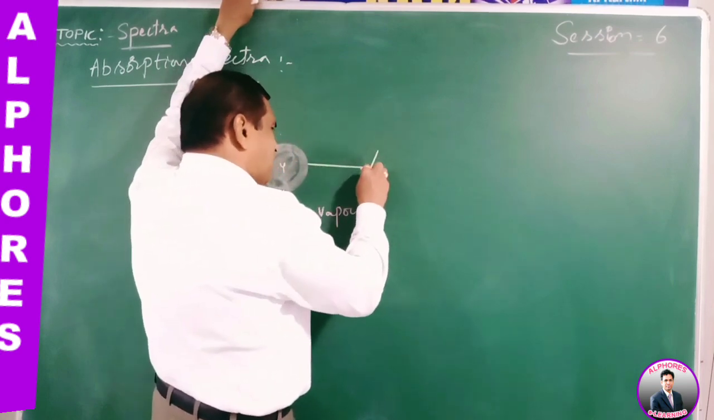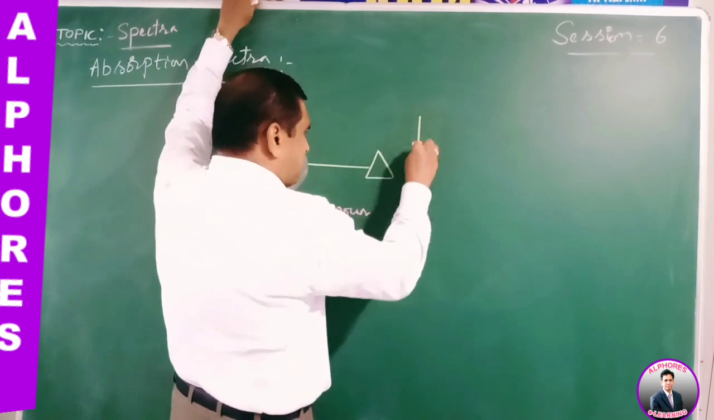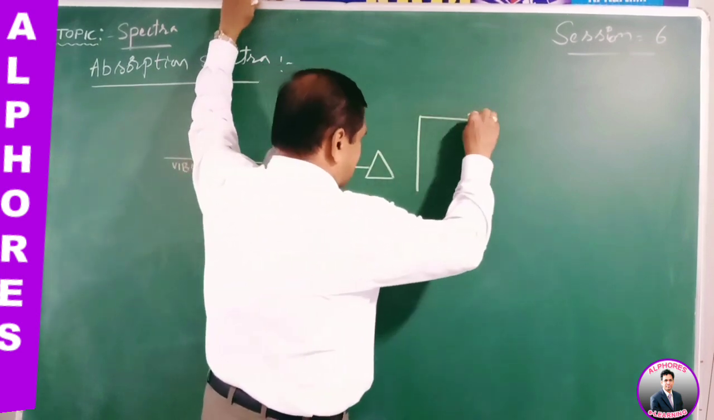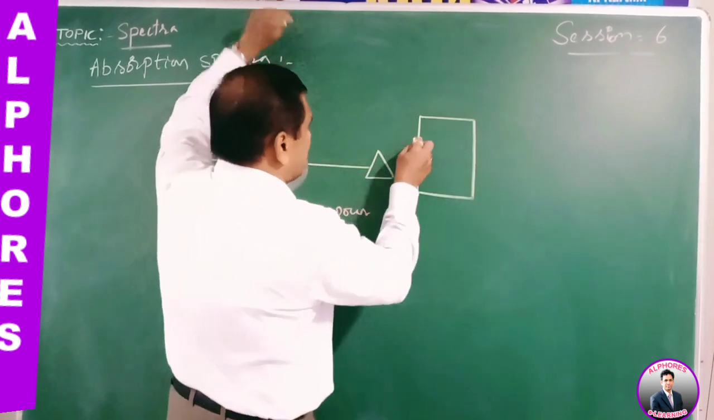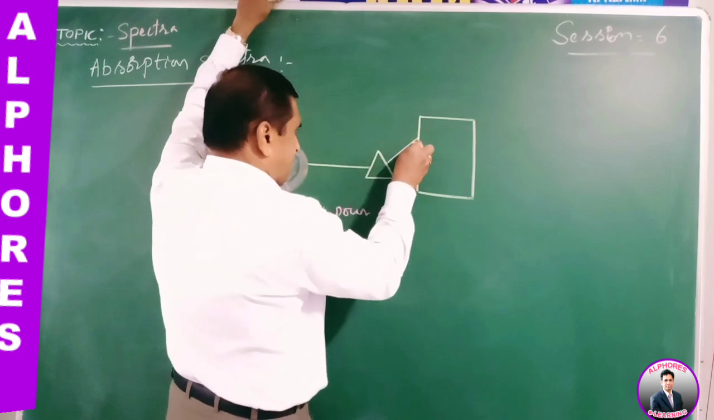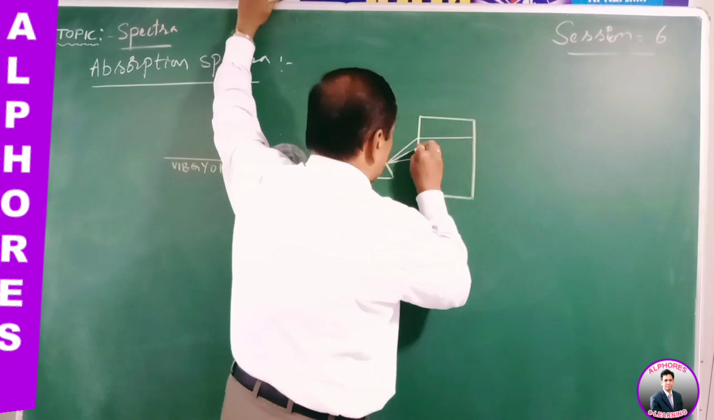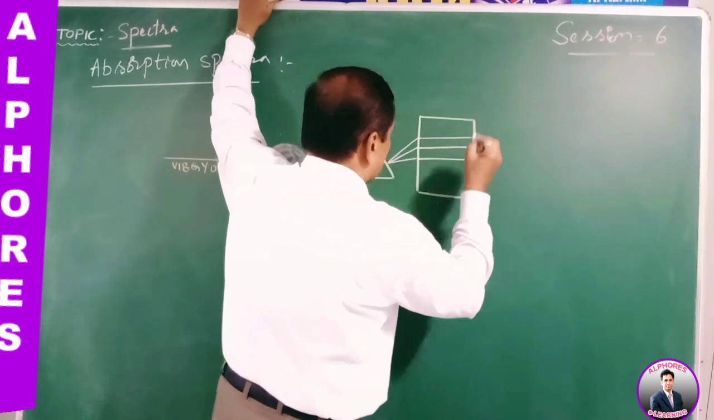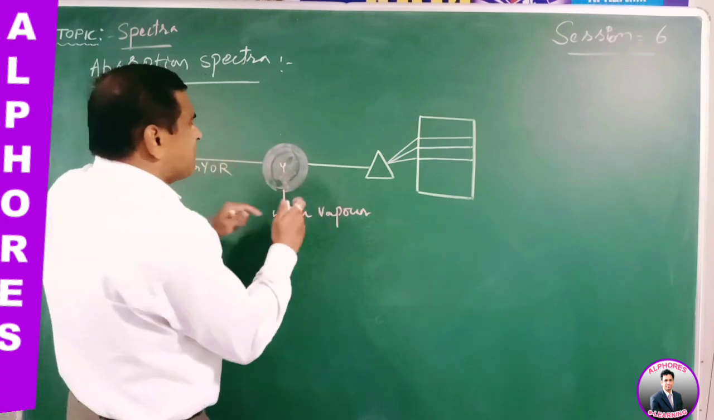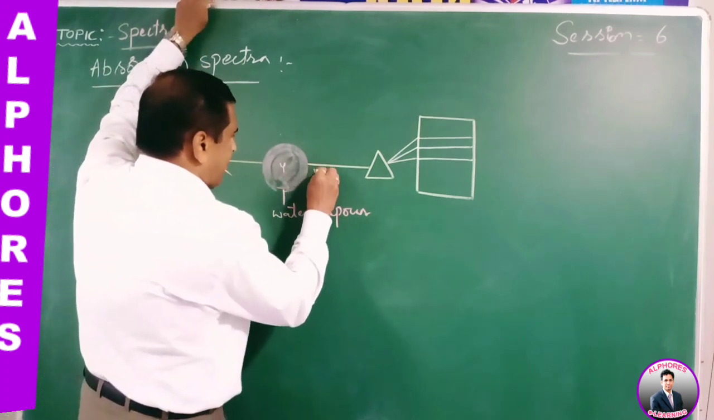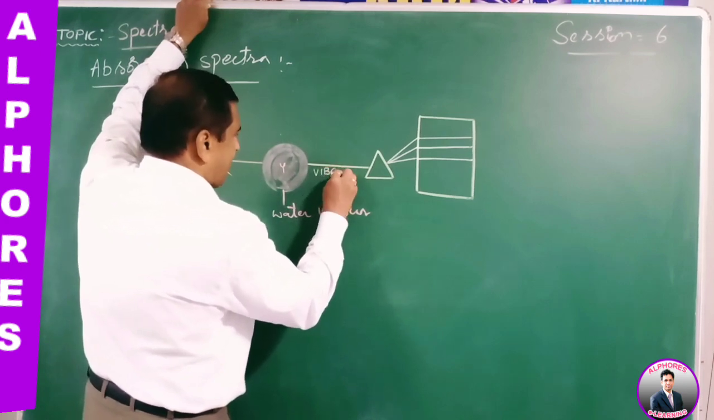is passing through a prism. The dispersed spectral lines are noted on a photographic plate. That is called absorption spectrum. So the transmitted light contains the wavelengths of this light.